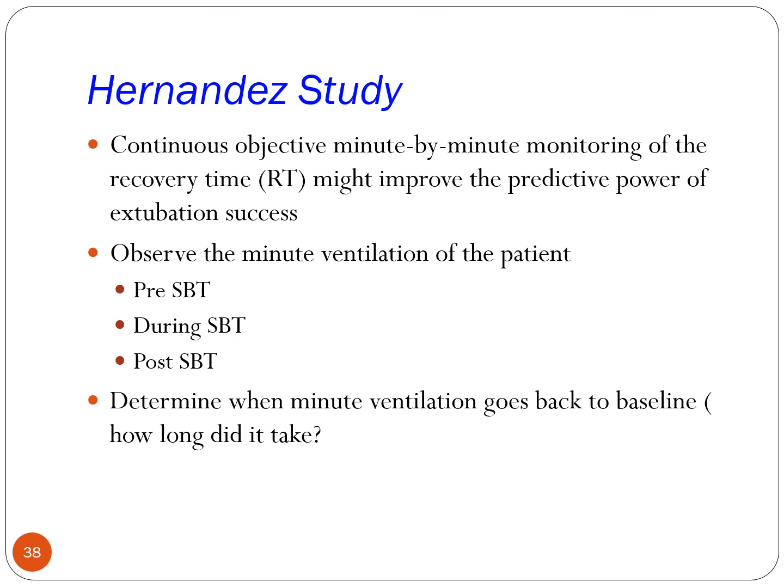So what you do is you look at the minute ventilation of a patient on mechanical ventilation. They call that the pre-SBT. Before you do a spontaneous breathing trial, you look at the minute ventilation. Suppose the minute ventilation is 6 liters, and they're on a pressure support of 10, for example. So they're on a pressure support of 10, right? And they have a minute ventilation of 6.